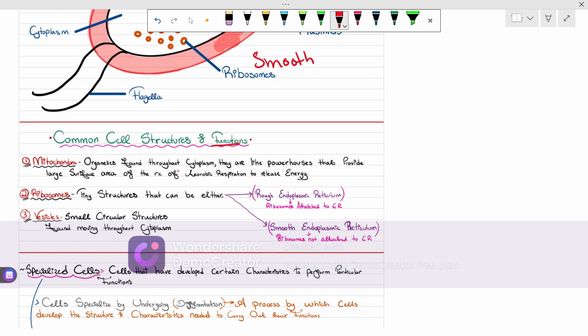Ribosomes, these are tiny structures that can be on the rough endoplasmic reticulum, meaning they're attached to the ER, or free, meaning ribosomes not attached to the ER. ER refers to endoplasmic reticulum. The third one is vesicles. These are small circular structures found moving throughout the cytoplasm.